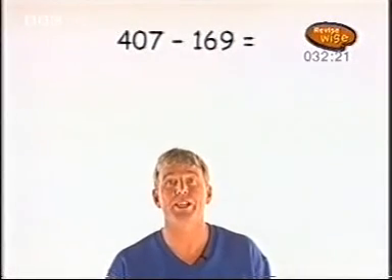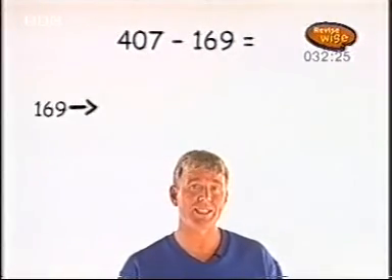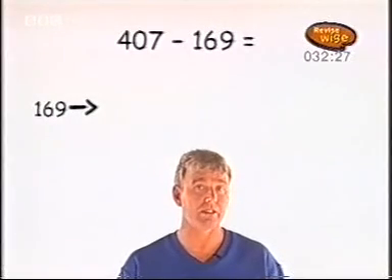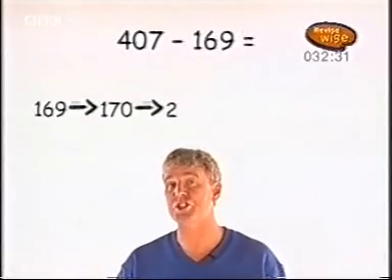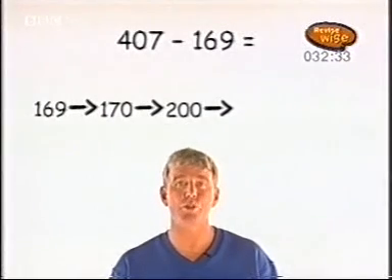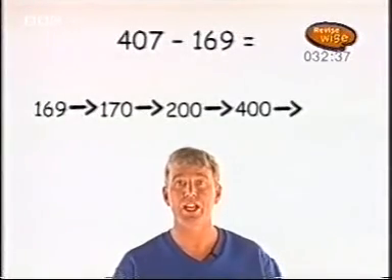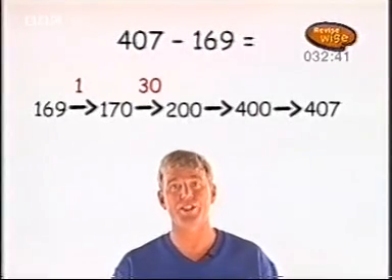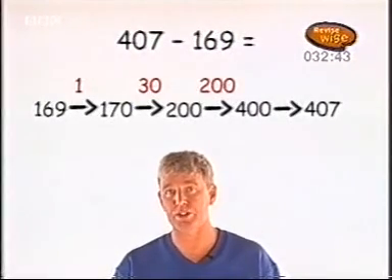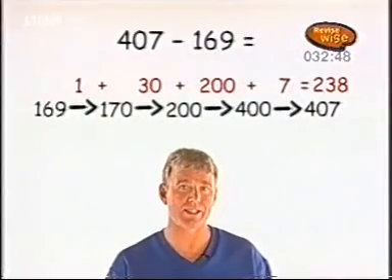Let's do this by using a number line and counting on. 169 add 1 is 170. Then 30 more to 200. 200 to 400 is 200. Then another 7 to 407. 1 and 30 and 200 and 7 is 238.